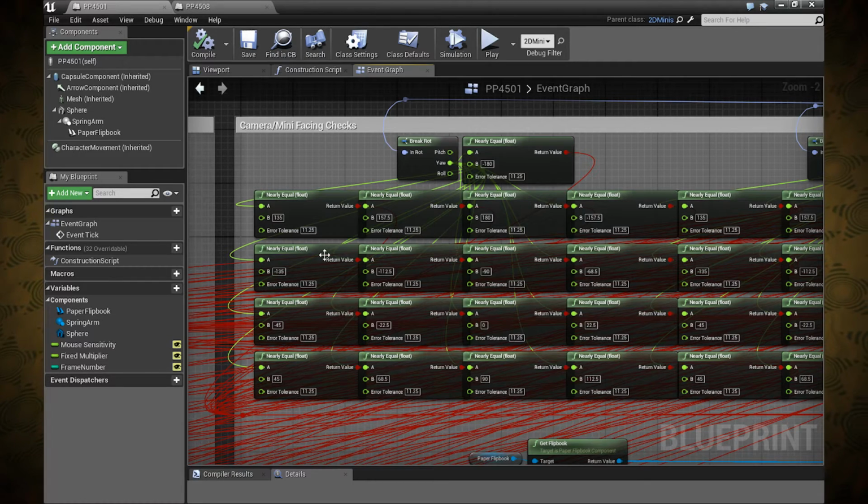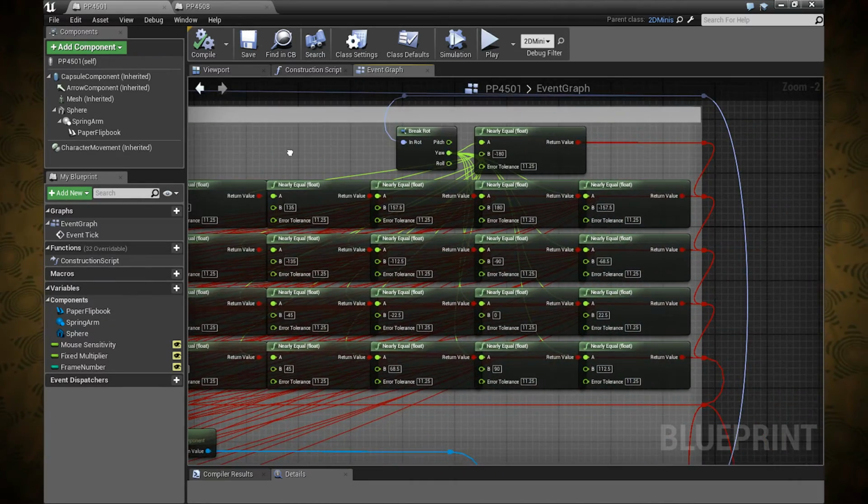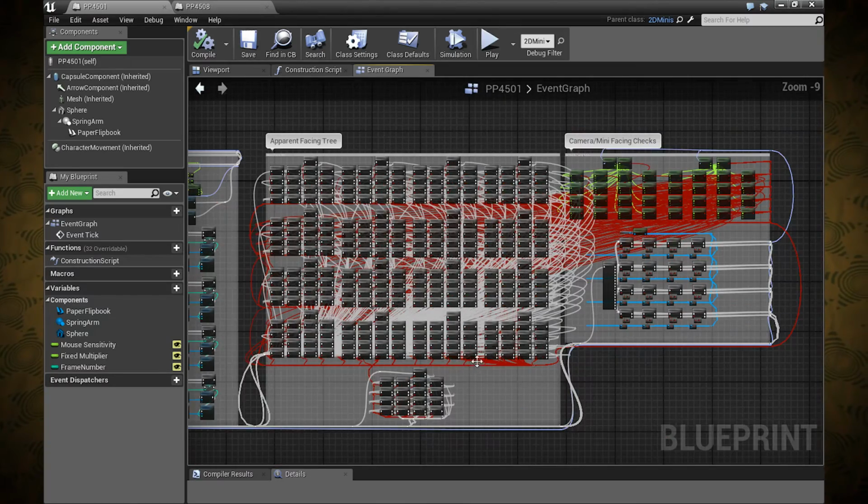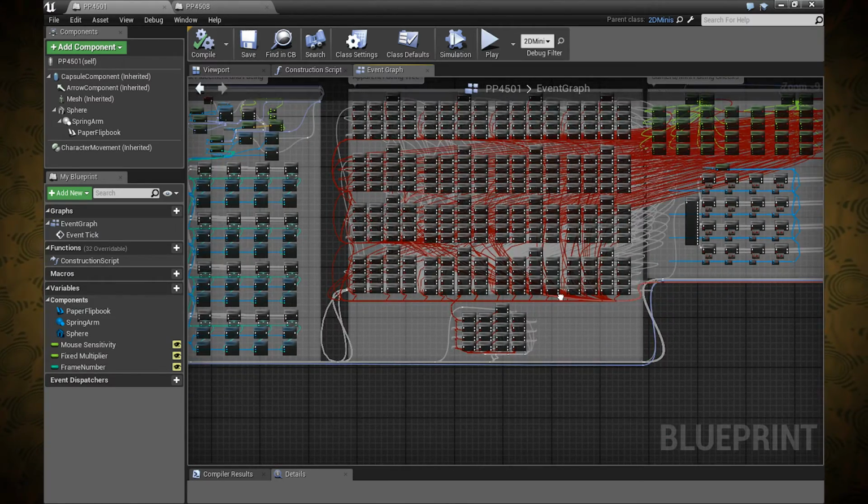Moving on. This group of nearly equal floats on the left breaks the rotation from the camera component, and the one on the right breaks the rotation from the capsule component. So the sphere always points the opposite direction of the camera component, and we don't need to worry about that.